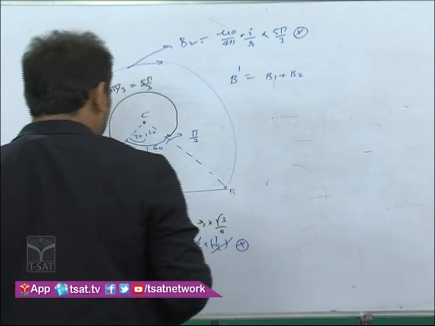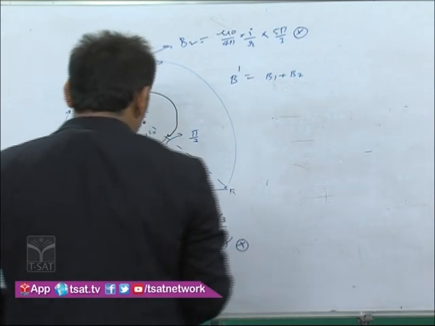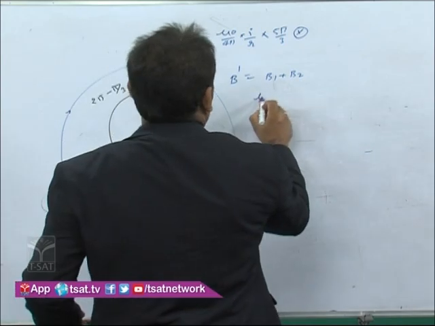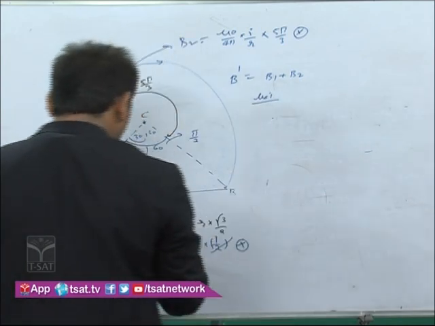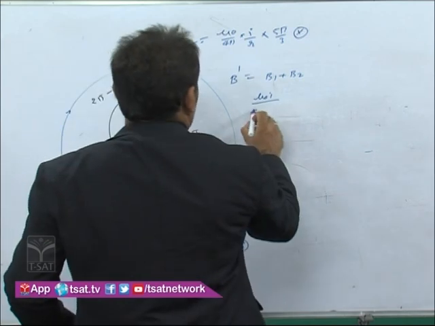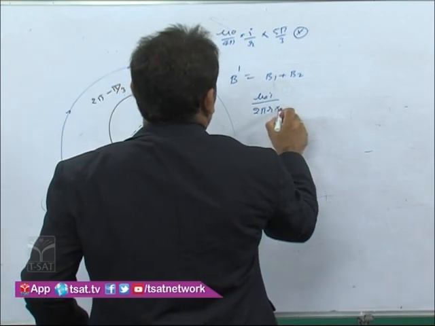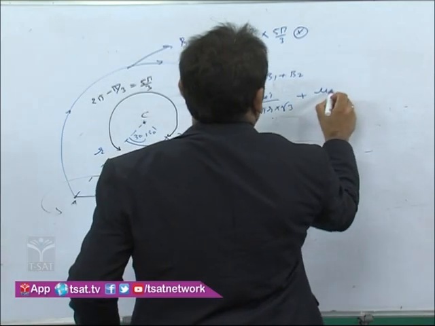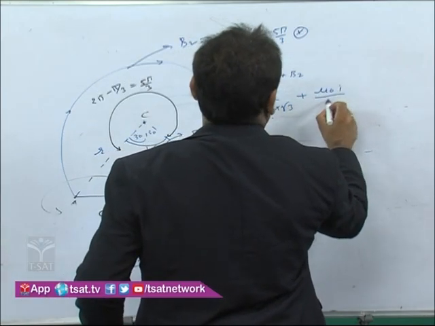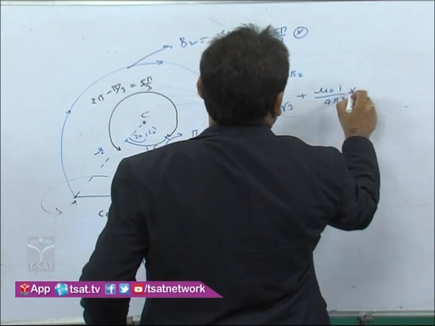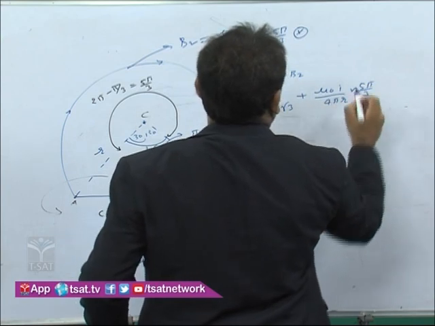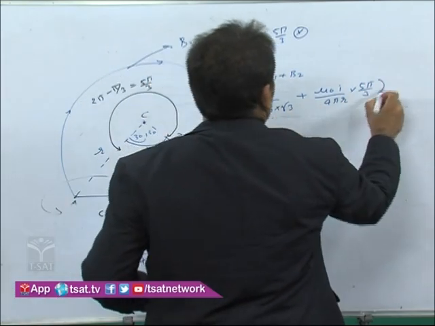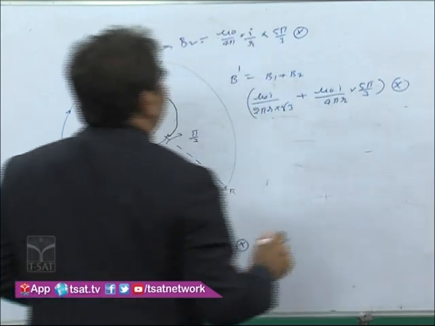B1 value you already know, mu naught I by 4 pi r, the 2s get cancelled, mu naught I upon 2 pi r into root 3, plus this is equal to mu naught I upon 4 pi r into 5 pi upon 3. Therefore, the net magnetic field also acts into the direction.